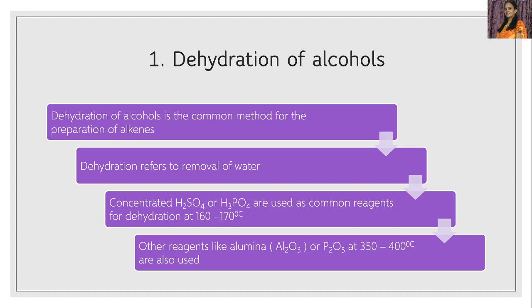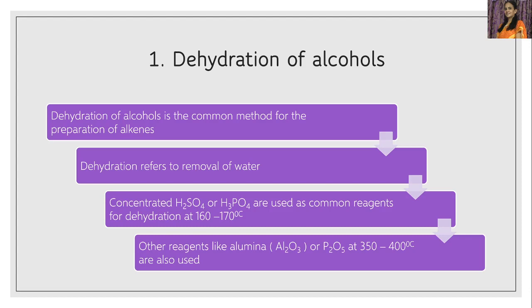Apart from sulfuric acid and phosphoric acid, we can also use P2O5 or Al2O3, but the temperature must be a little higher when compared to this one. Here 350 to 400 degrees centigrade temperature is used. These are dehydrating agents for the removal of water from alcohols to prepare alkenes. So, alkenes are obtained by the dehydration of alcohols.